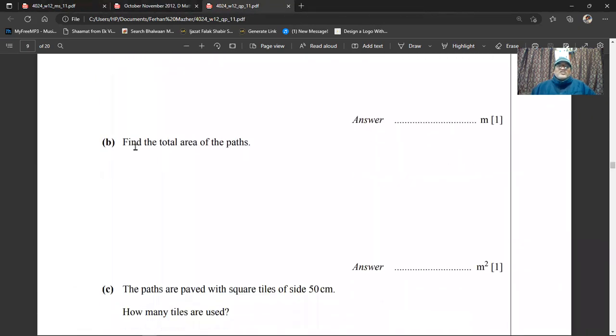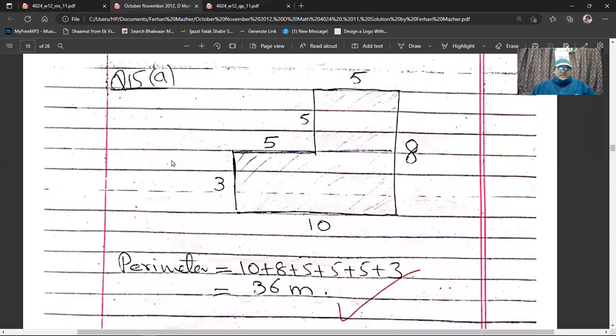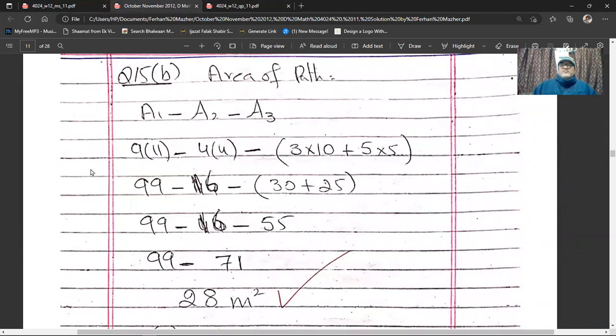And that is their question. Question number 15, it's B part. Okay, so here we go. The area of the path will be area 1, which is the whole thing, minus area 2, which is the pond, and minus the area 3, which is the lawn.